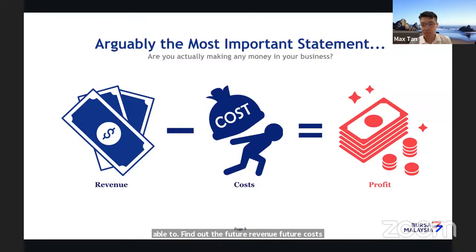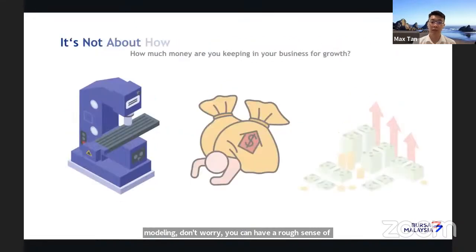I'll give you another example. Let's say a company is selling palm oil, CPO. When CPO prices go up, normally what will happen to the company's upcoming financial performance? Normally it will be better because CPO prices went up, right? So you could roughly predict how much the company would earn. That's what people call, in a deeper sense, financial modeling. But if you don't have the capability to do financial modeling, don't worry. You can have a rough sense of how the company actually earns money, right?